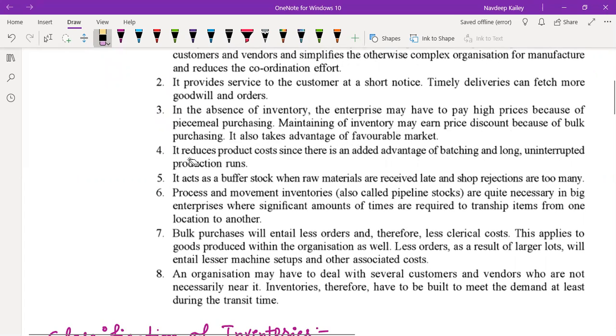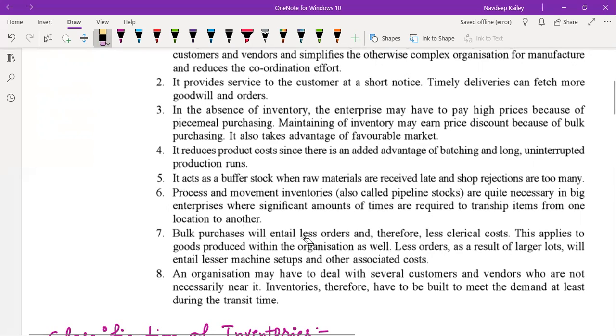And the next is it reduces product cost since there is an added advantage of batching and long uninterrupted production runs. It acts as a buffer stock when raw materials are received late and shop rejections are too many. What is buffer stock? This we will discuss later on. Process and movement inventories, also called pipeline stocks, are quite necessary in big enterprises where significant amounts of time are required to transit items from one location to another.